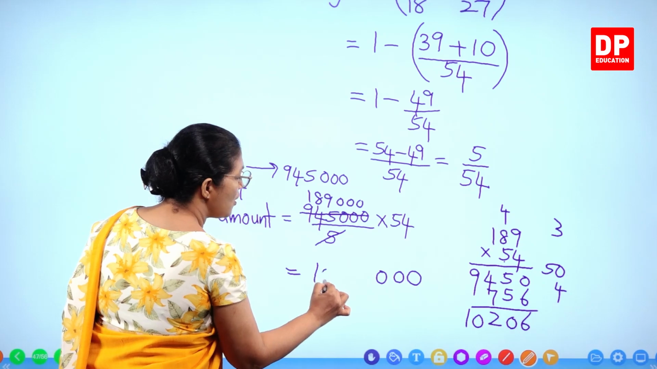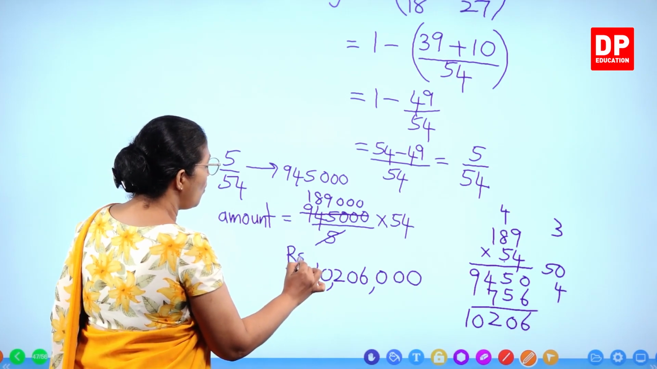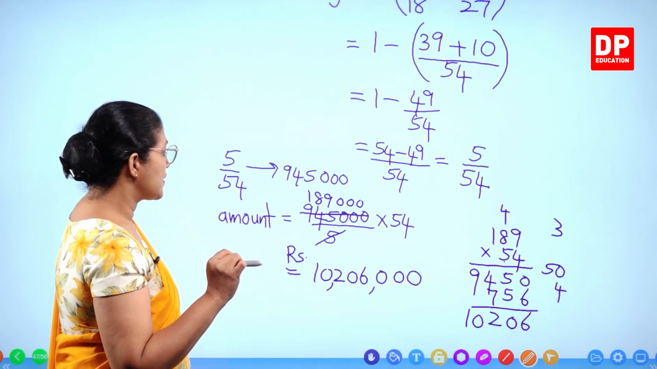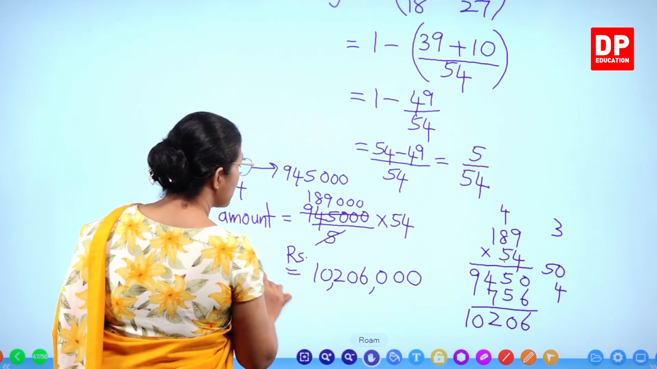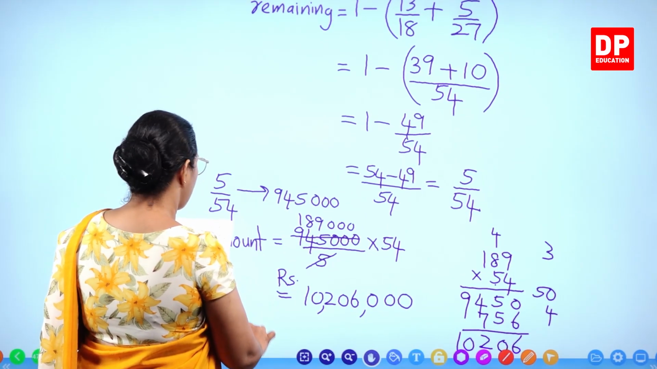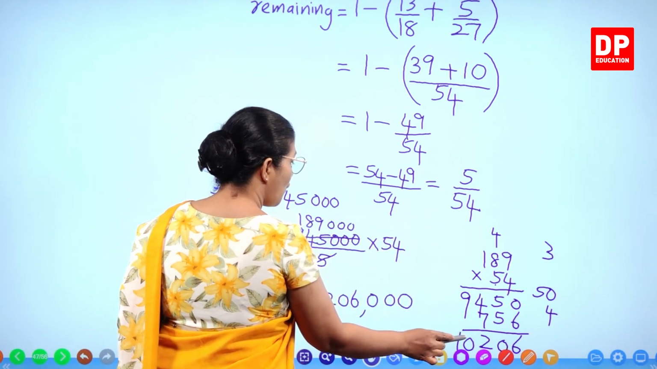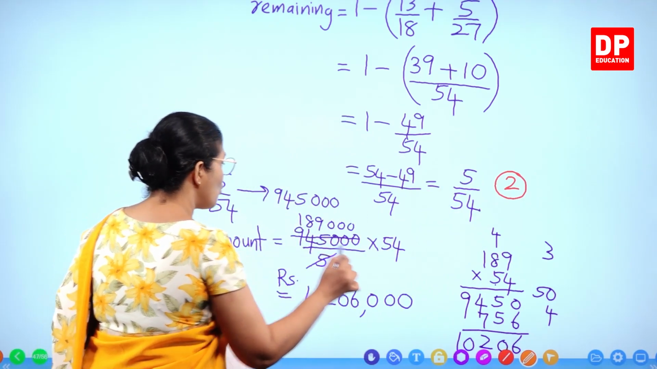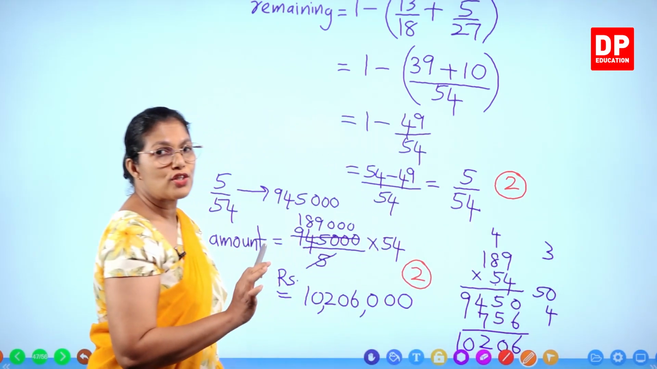So what's the final answer? 10206. How do you read this value? The total lottery prize is 10,206,000 rupees. So how many marks for this part? You are getting 2 marks to find out this fraction, remaining amount, and finding the value. 2 marks. Altogether 4 for this part, and we have given 10 marks for the whole question.